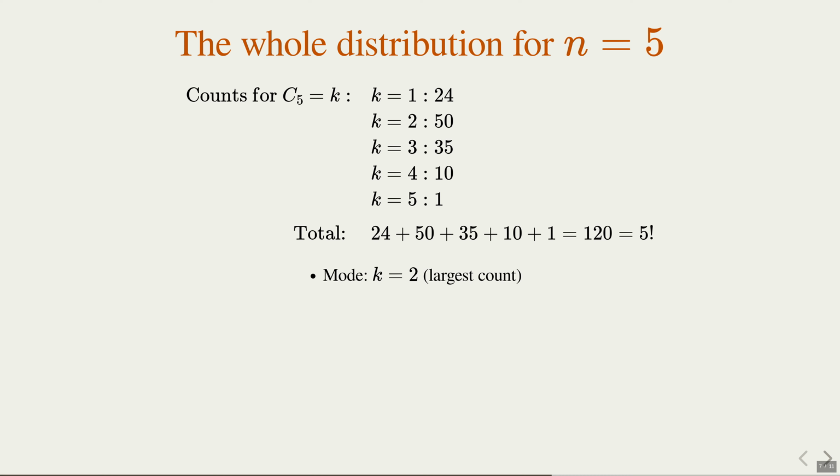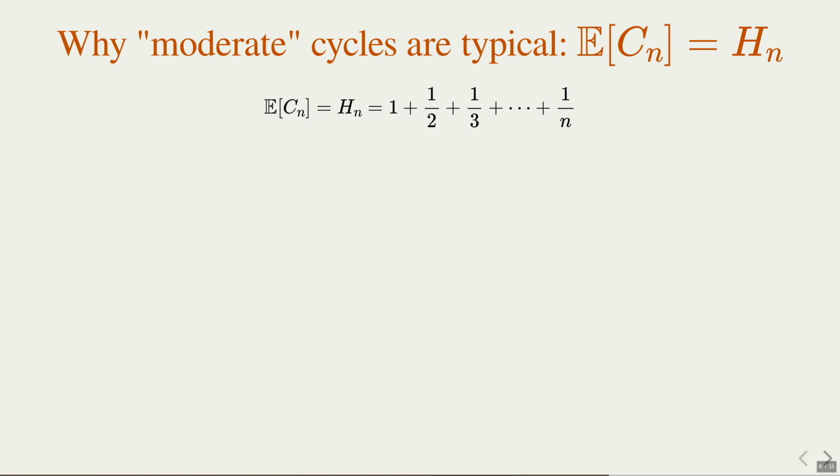For n equals 5, 2 cycles is the most likely, even more likely than 1 big cycle. And a great reliability check is that the underlying counts add to 120, which means we really partitioned the whole sample space by number of cycles. There's a deeper pattern behind that peak. The average number of cycles grows very slowly like a harmonic number. This statement says the expected cycle count is the harmonic number. So as n grows, cycles increase, but painfully slowly compared to n itself.